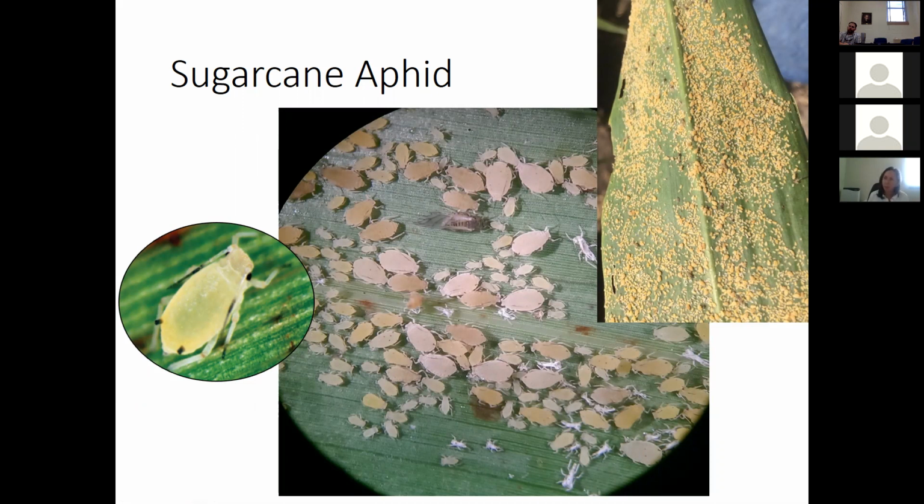And during optimal environmental conditions, these aphids can double their population size in 2 to 3 days, with a range of 2 to 8 days during the summer months. So very high population potential that causes a lot of damage in sorghum.